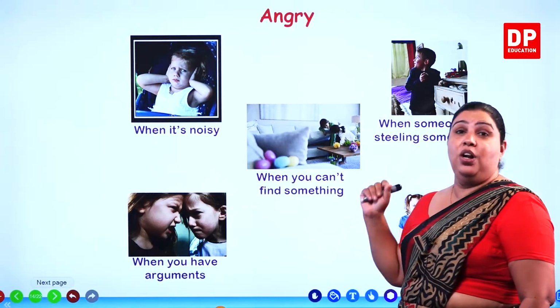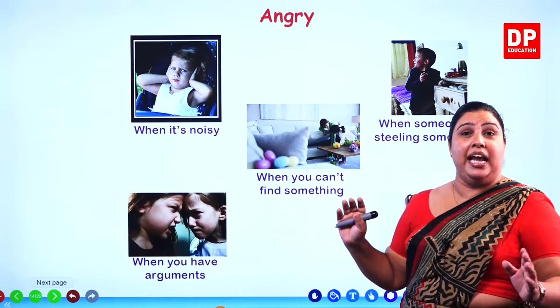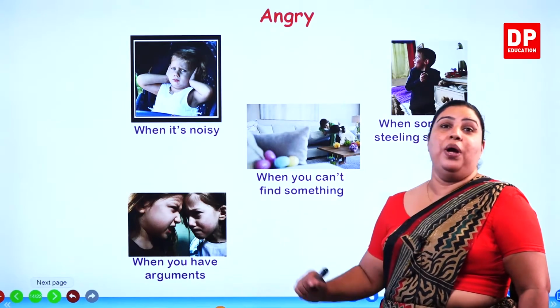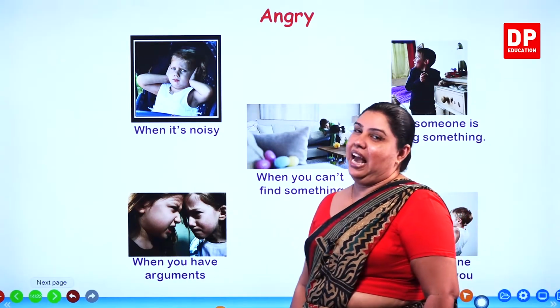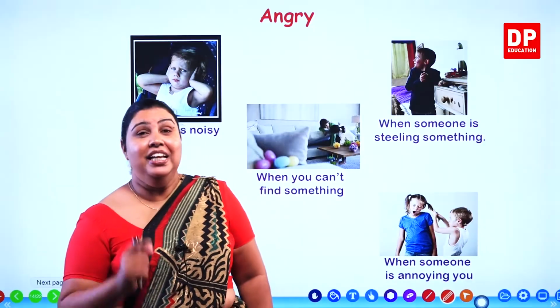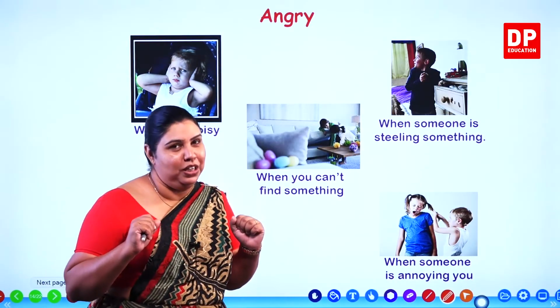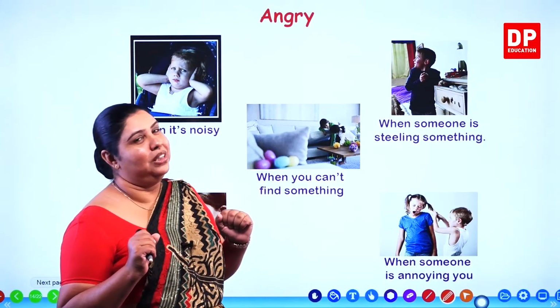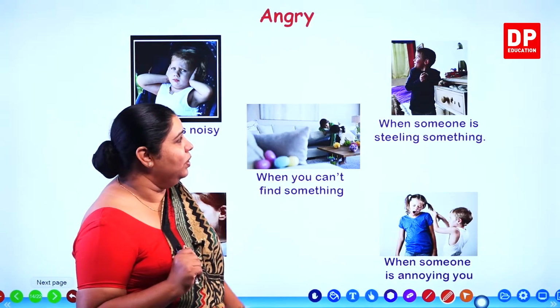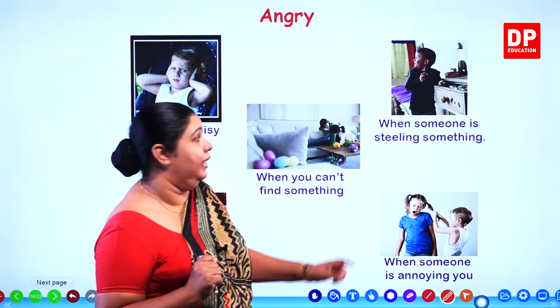When something is lost and you can't find it, you get angry. And when you have arguments, you get angry. Like older people, even the little ones can get angry, but that is not something very good. තරහ යන එක එච්චර හොඳ දෙයක් නෙවෙයි පුතේ. Right? So now we have another thing here.